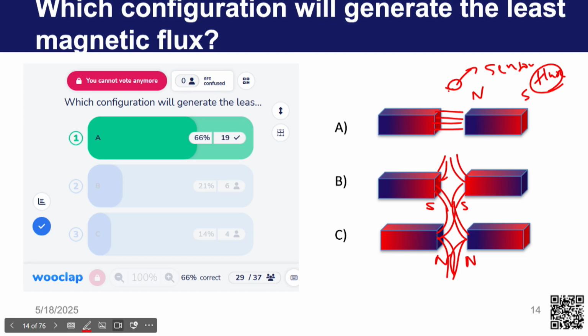So, you can do an experiment, you have two magnets and find out some way to sense.